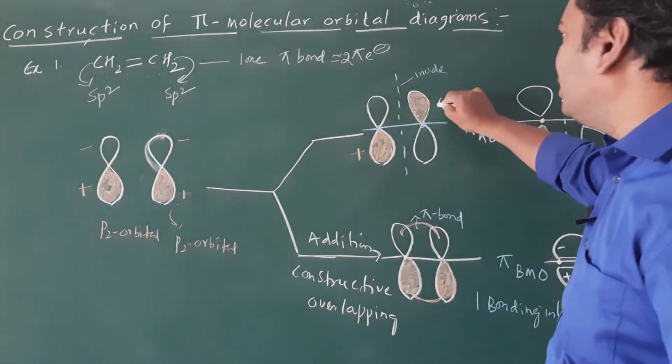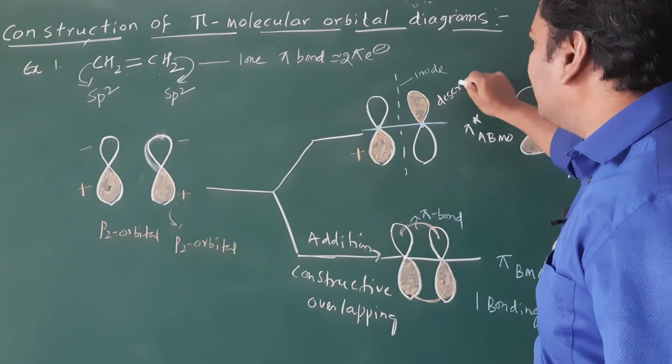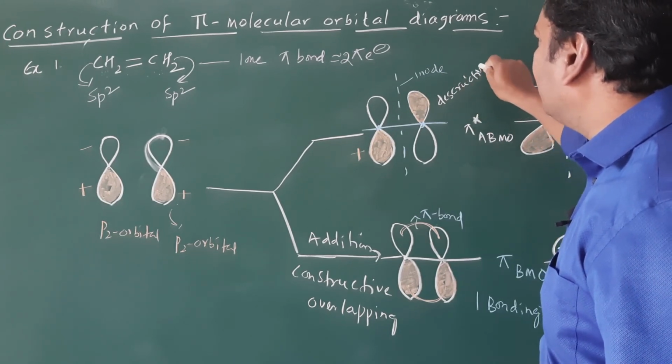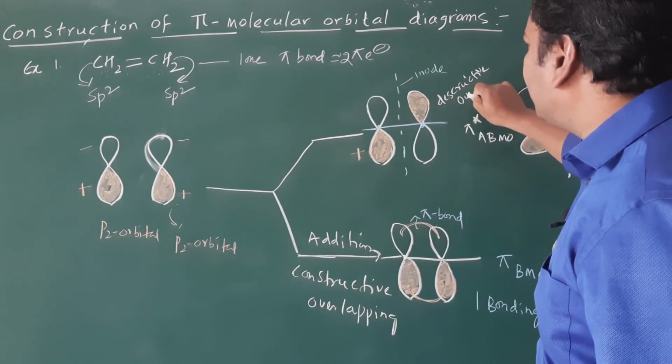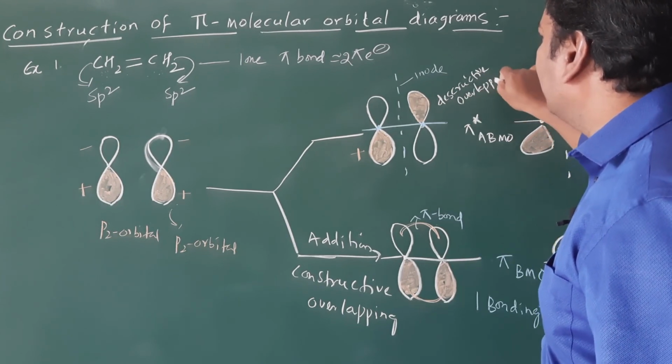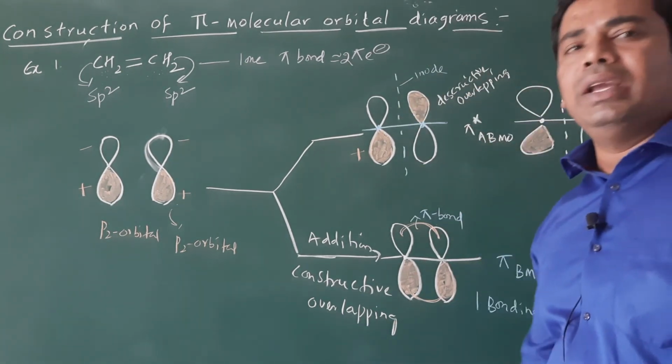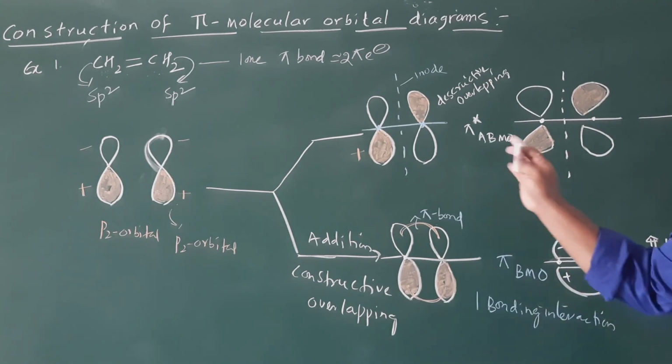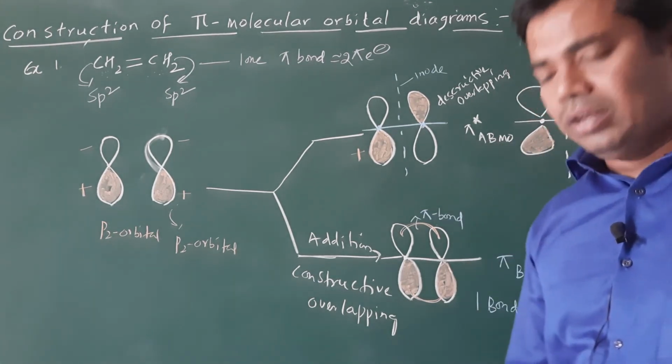So this we can call destructive overlapping. This is the construction for the ethylene molecule. Okay, so clear, student?